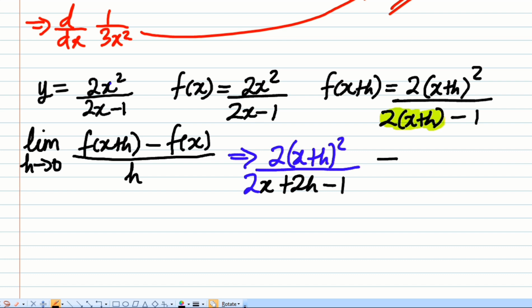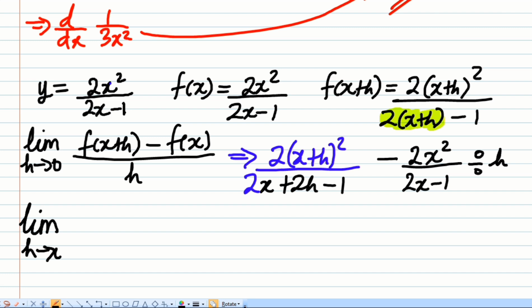Now what is f of x? F of x, you can clearly see there is 2x squared over 2x minus 1, and the whole of it is divided by this h, so please don't forget the h. Okay, and I like writing it this way, just divided by h. Good. So the limit as h approaches 0.